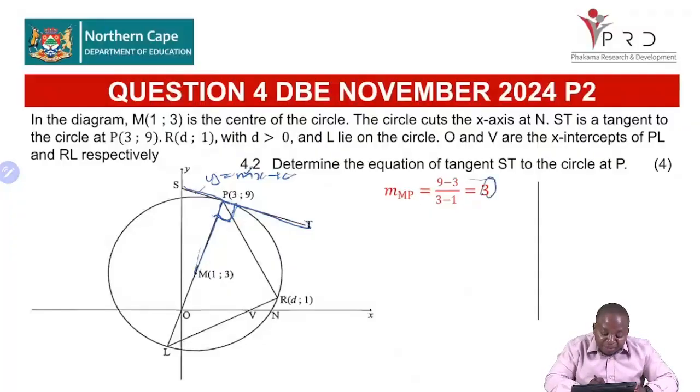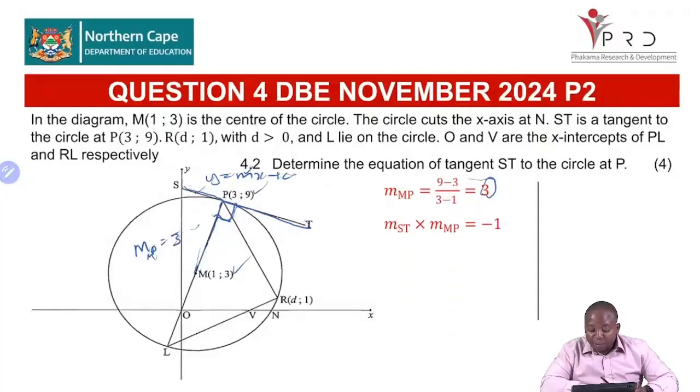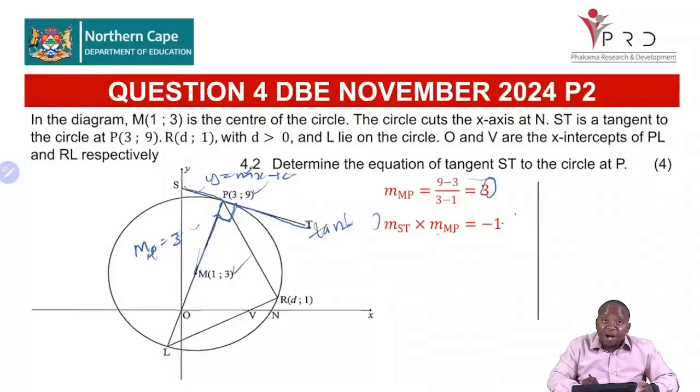So I find the gradient of MP because I have coordinates of P and coordinates of M. We couldn't find the gradient of ST straight because we don't have 2 coordinates, only 1 coordinate. So the gradient of MP is going to be 3. Then I'm going to say m_ST multiplied by m_MP equals -1. Why? This is analytical. You don't have to write the reason down, but we can say we took it nicely from our Euclidean: tangent is perpendicular to a radius.